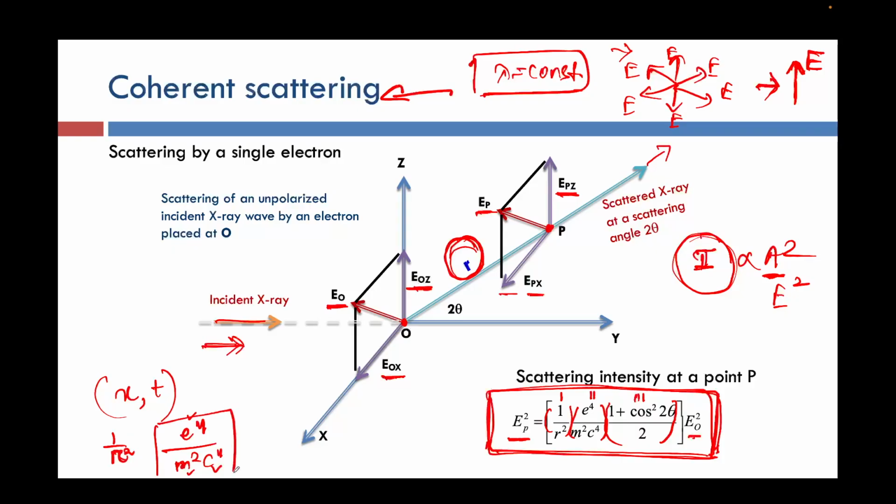Now if you put all these values together, this will become a constant, right? And if any questions are asked in this section, this constant value is generally given. And then comes E naught square. We know that this is the intensity of our incident beam. Now 1 plus cos square 2 theta by 2.